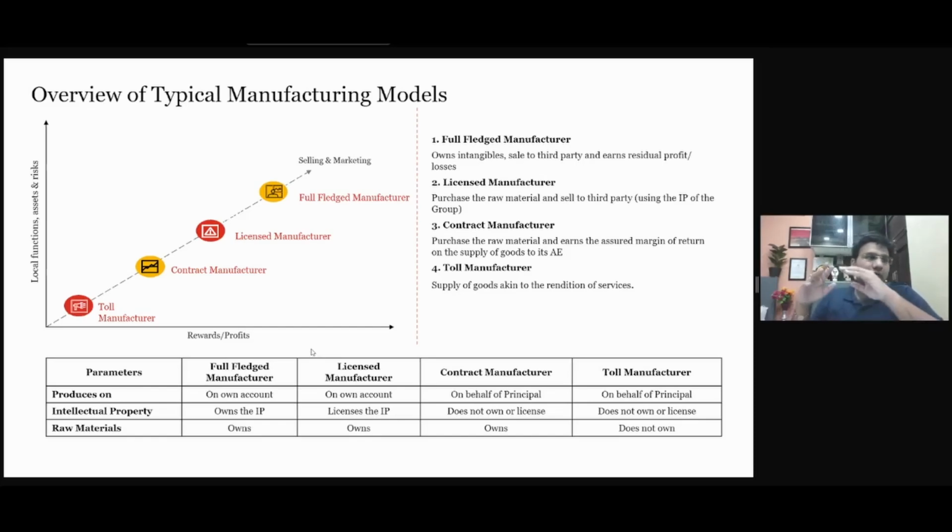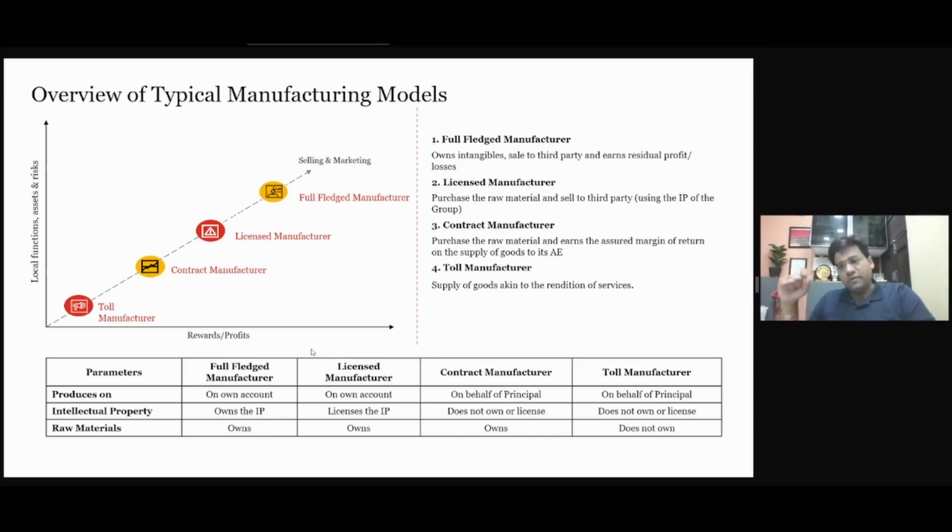The more functions you perform, the more should be your rewards or profits. To give a brief context, a full-fledged manufacturer is one who owns its own intangibles, sells to third parties, and owns residual profit or losses. A full-fledged entrepreneurial entity. A licensed manufacturer does not have its own intangibles. Using the intangibles of the group, it does the manufacturing and sells to third parties. Again, all profits belong to it, but it pays some royalty to its group.